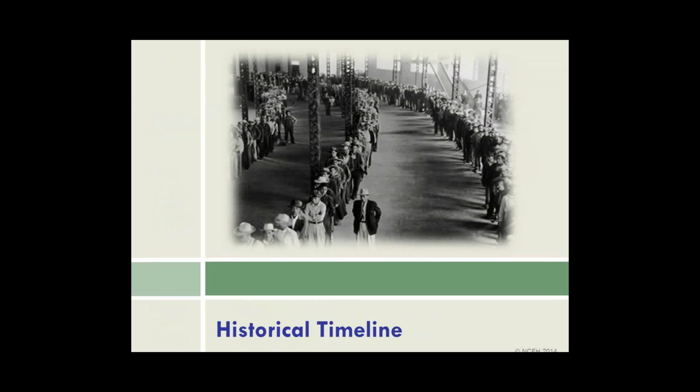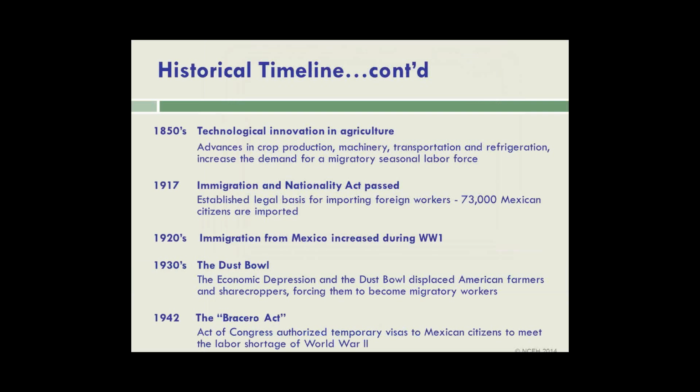So, historical timeline. This coming section will provide you with some history on migrant farm workers in the U.S. The presence of migrant farm workers in the United States is not a new phenomenon. The presence dates back to the 1850s, when the demand for farming production increased and employment agencies were bringing migrants from several countries to fill the demand because farmers found immigrant laborers more desirable than native-born Americans.